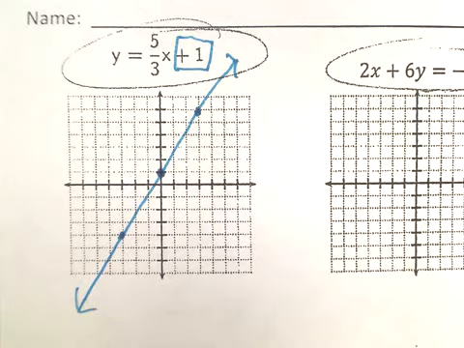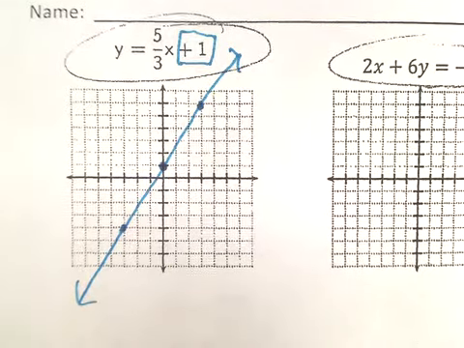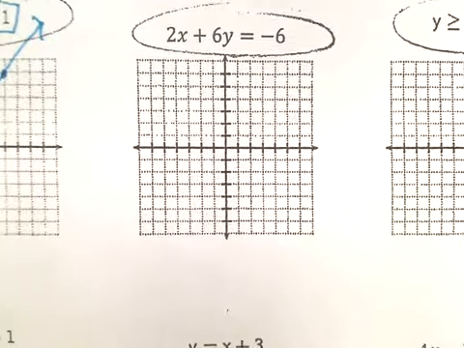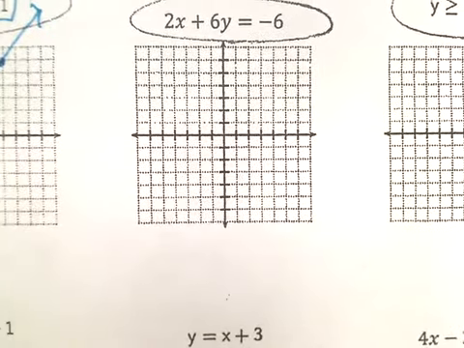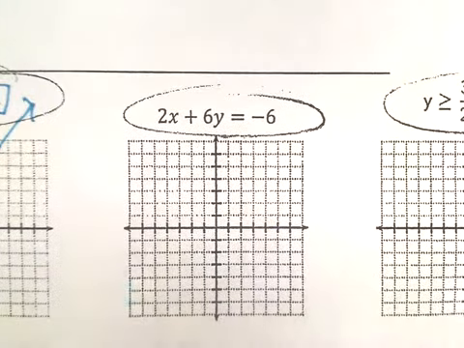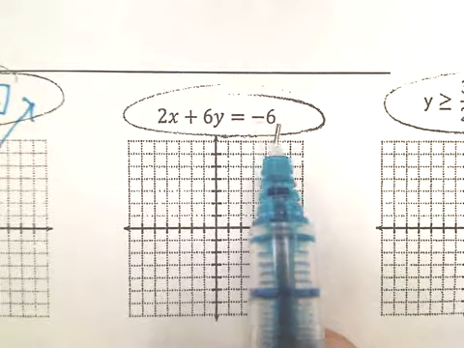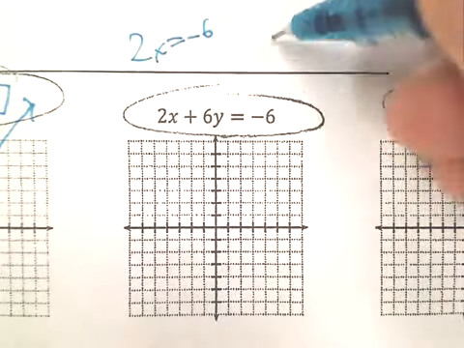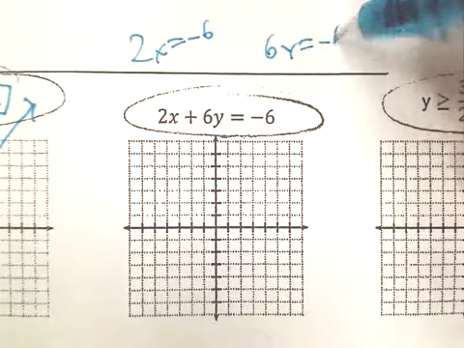Okay, this next one is in standard form. Let me scooch this over a little bit. The difference is that if it's not y equals, then it's in standard form. So you have 2x plus 6y equals negative 6. Let me do my work up here actually. Set both of these equal to that number at the end. So 2x equals negative 6 and 6y equals negative 6.